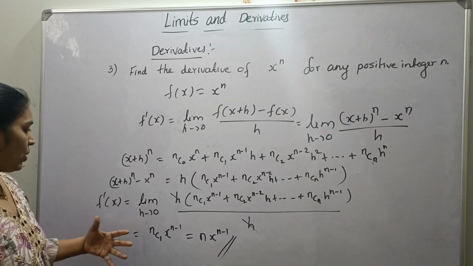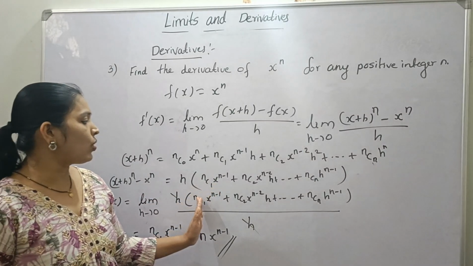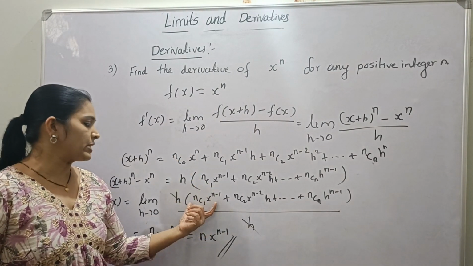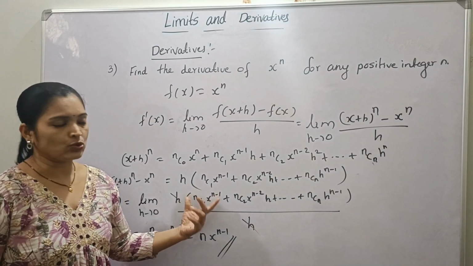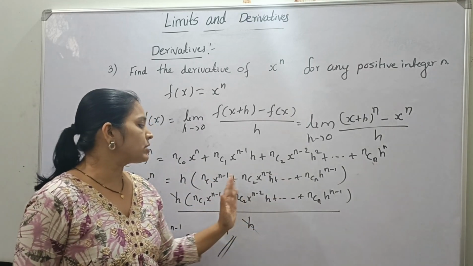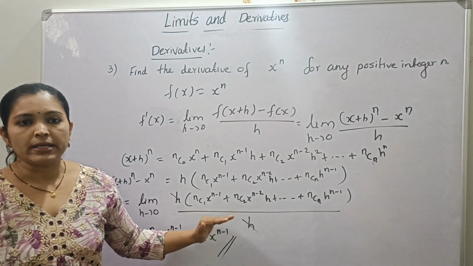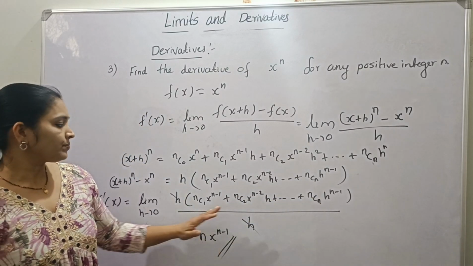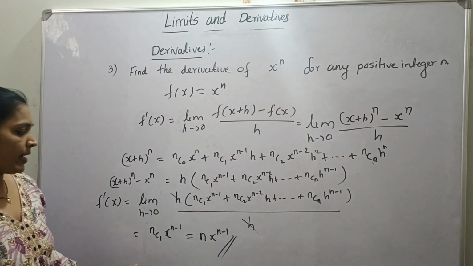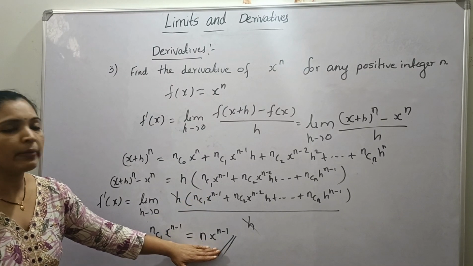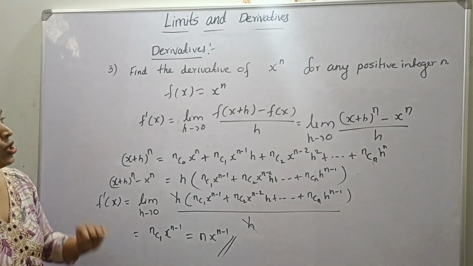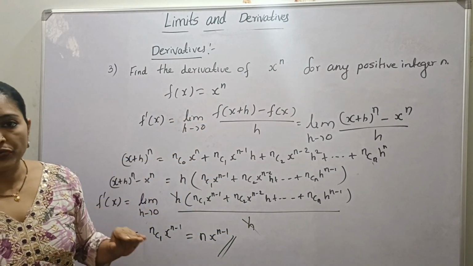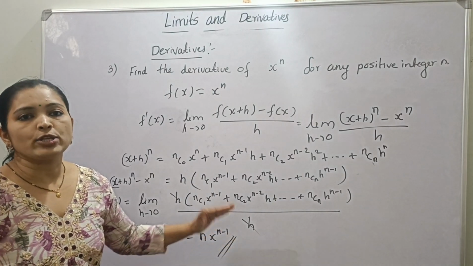See how to apply the limit. Put h is equal to 0 here. In the first term no h is there, so the limit of this is the term itself, that is nC1 x raised to n minus 1. In all the terms from here to the end, h is common, so when we substitute h is equal to 0, all those terms become 0. So nC1 x raised to n minus 1 remains, and nC1 is nothing but n. So n x raised to n minus 1. So remember, the derivative of x raised to n, when n is any positive integer, is equal to n x raised to n minus 1.